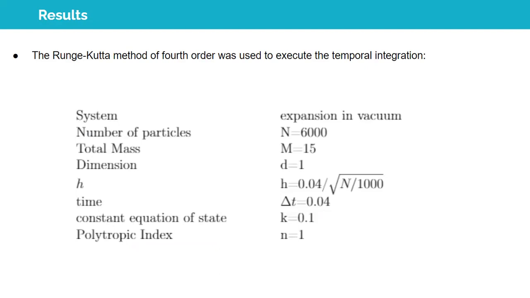We use 6,000 particles, a total fluid mass of 15, a smoothing length of 0.04 divided by the square root of the number of particles divided by 1,000. Our timestep is 0.04, the constant of the equation of state is k equal to 0.1, and the polytropic index is 1.